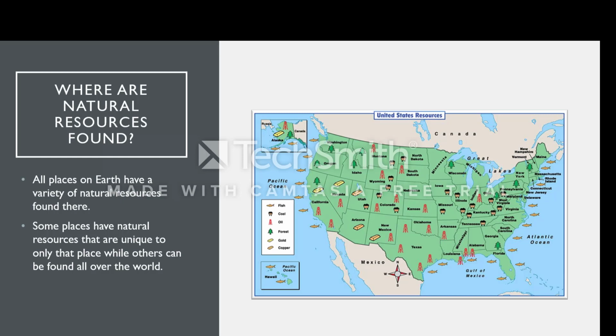So where are natural resources found? All places on Earth have a variety of natural resources found there. Some places have natural resources that are unique to only that place, while others can be found all over the world. This map shows some of the popular resources in different states in the United States. For example, Texas has a lot of oil. California has a variety of resources such as fish, gold, oil, and forest.